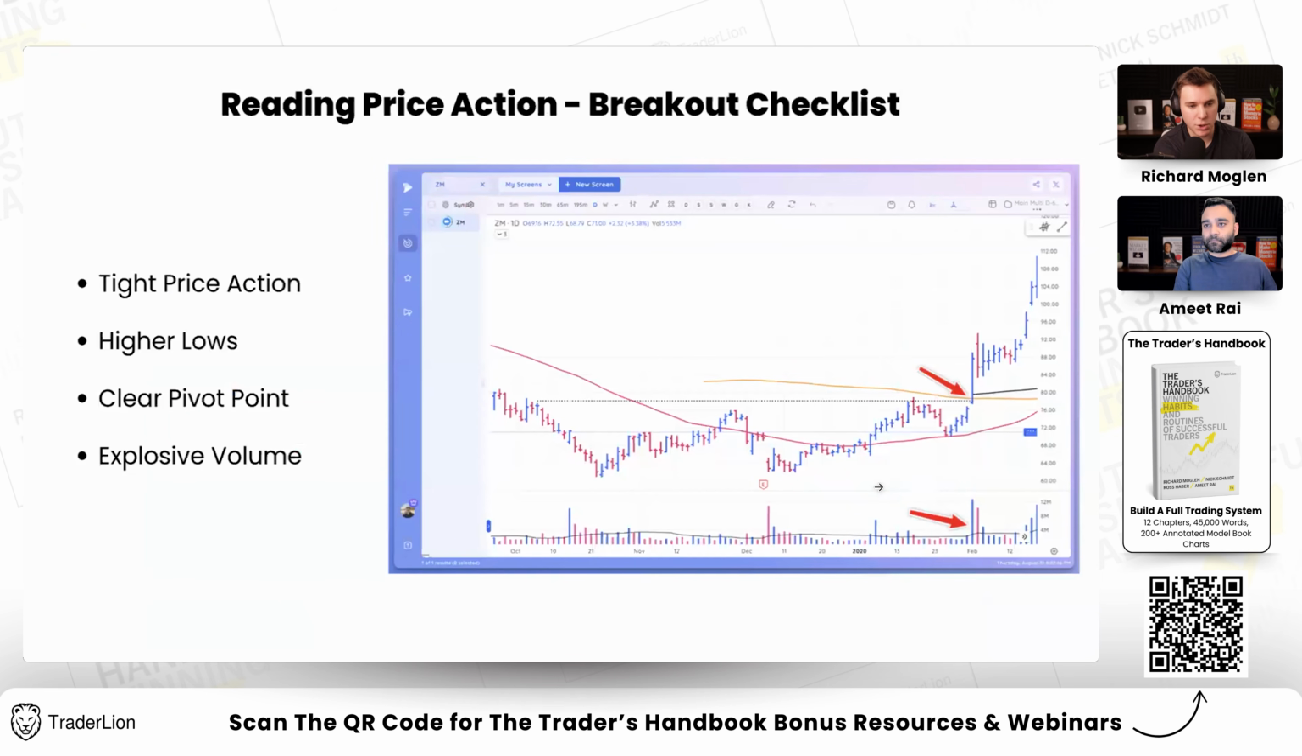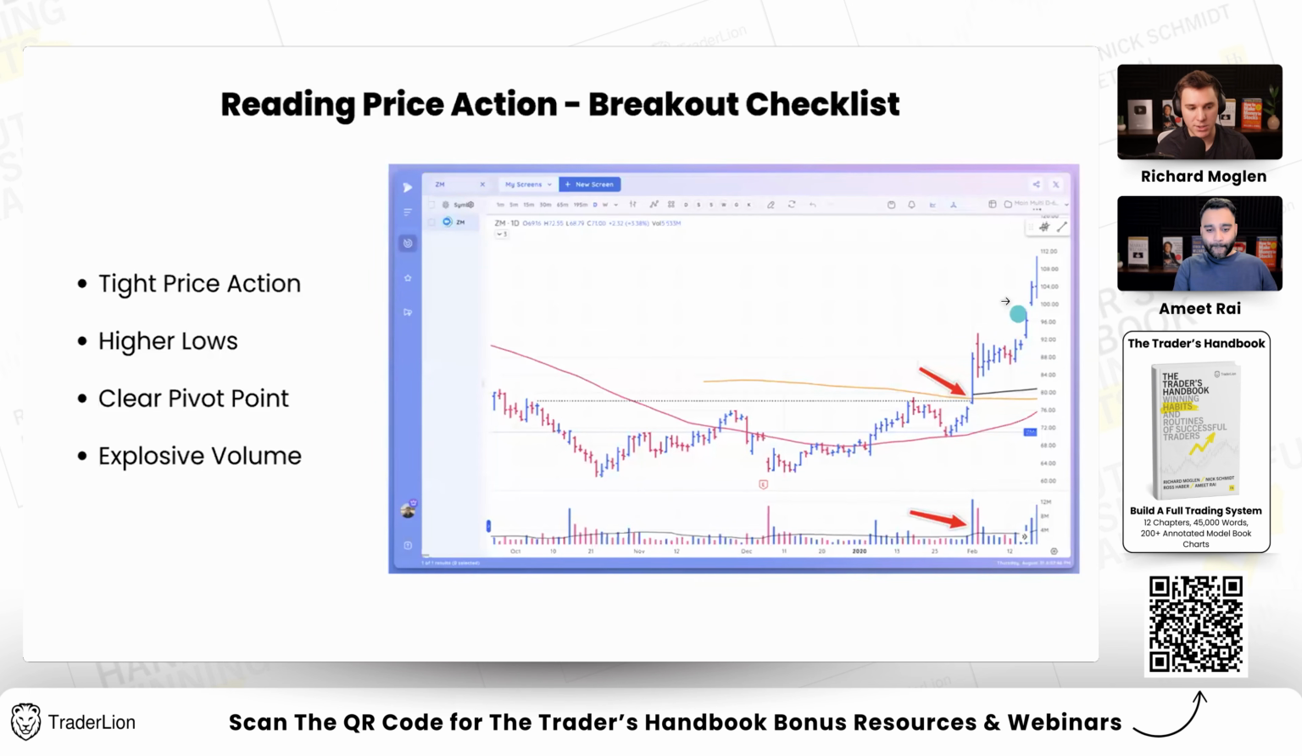All right, so here's a quick checklist for you guys. I know everybody loves checklists. Look for tight price action in the base before breakouts. Look for higher lows. You can see this is the low, higher low again. A clear pivot point, ideally where multiple highs line up. That adds fuel to the fire. We're looking for a clear pivot point like that. Then look for explosive volume, and that's what you're looking for in a breakout. And then we want to see follow through, tight areas, reconfirmation up.